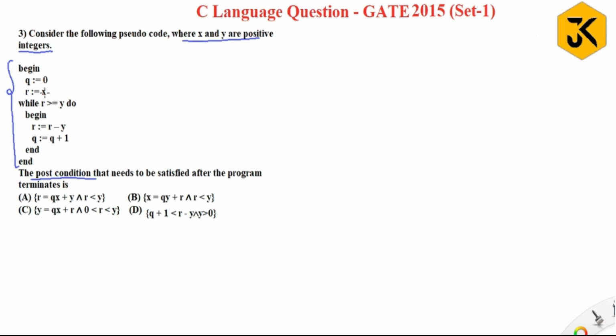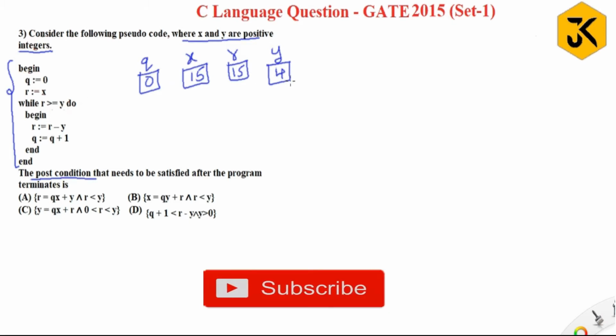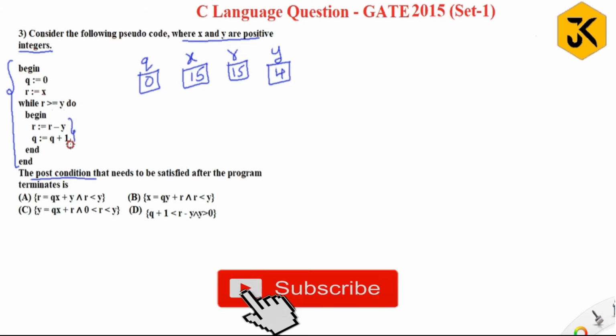Let me analyze the functionality of the program so that we can answer it easily. They have started with the begin statement, and they have initialized q value as 0. Suppose I'm taking x value as 15, so that r value will be 15 because x value is assigned to r. Then they are writing one condition, while r greater than or equal to y. Here we don't know y value, so let us assume y value as 4. While r, 15, greater than or equal to 4, as the condition is satisfied, it's going to go into the loop and execute this.